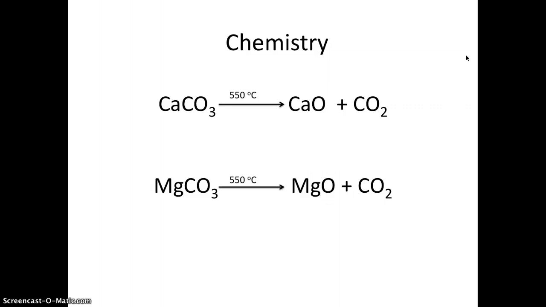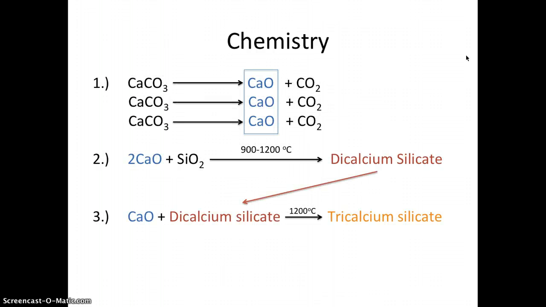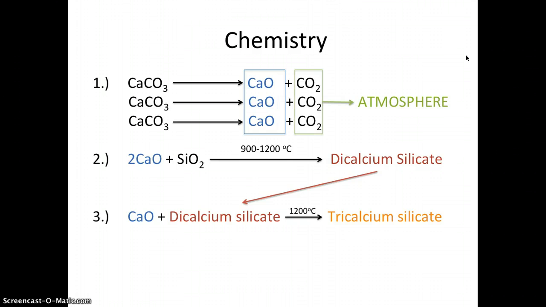At about 550 degrees Celsius, calcium carbonate and magnesium carbonate dissociate into their respective monoxides and carbon dioxide. Two calcium monoxides then bind with silica at about 900 degrees to form dicalcium silicate. The dicalcium silicate then binds with another calcium monoxide at about 1200 degrees to form tricalcium silicate. This is extremely important, as for every one tricalcium silicate formed, 3 carbon dioxide molecules are required to be emitted from the factory and into the atmosphere. Tricalcium silicate is also the primary component of cement.